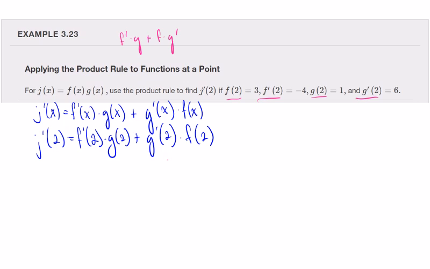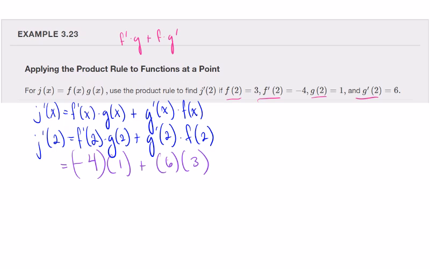So f prime at 2 is negative 4, so I'm going to put a negative 4 here, times g of 2, which is 1. So I'm going to put a 1 in here. Plus g prime of 2 is next, and that equals 6. And then finally f of 2 equals 3.